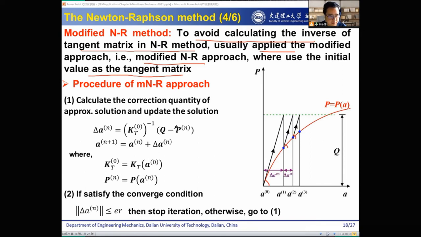And so let's quickly go through the procedure. We calculate the correction quantity of the approximate solution and update the solution. For the correction quantity, we use the initial tangent matrix, and we calculate this. Then for each iteration, we check the convergence condition, and if it's met, we stop the iteration. Okay, so this is similar to the modified direct integration method.